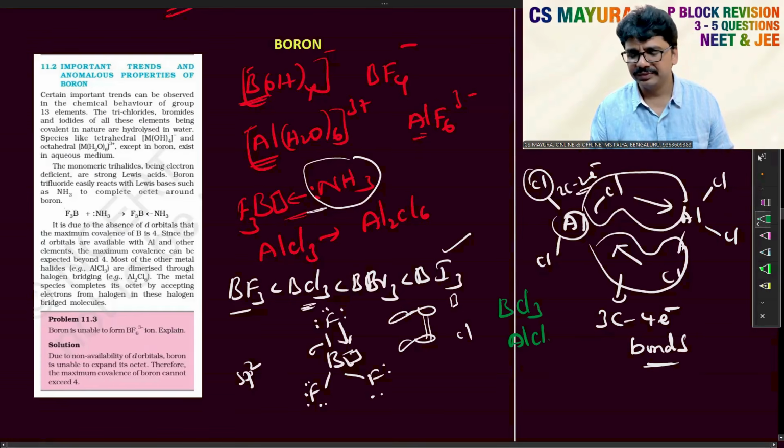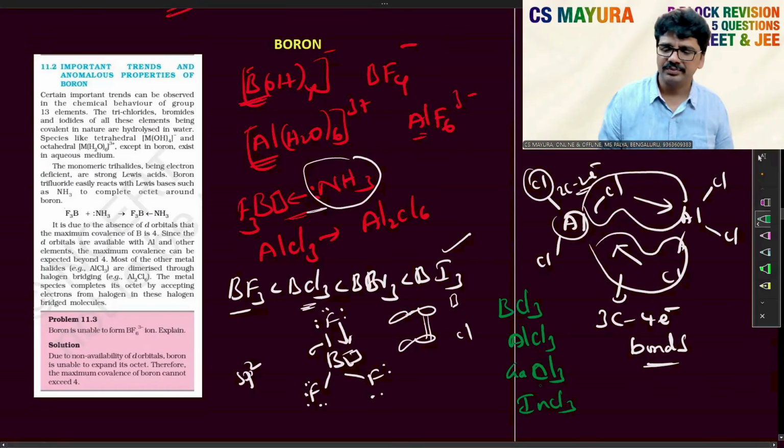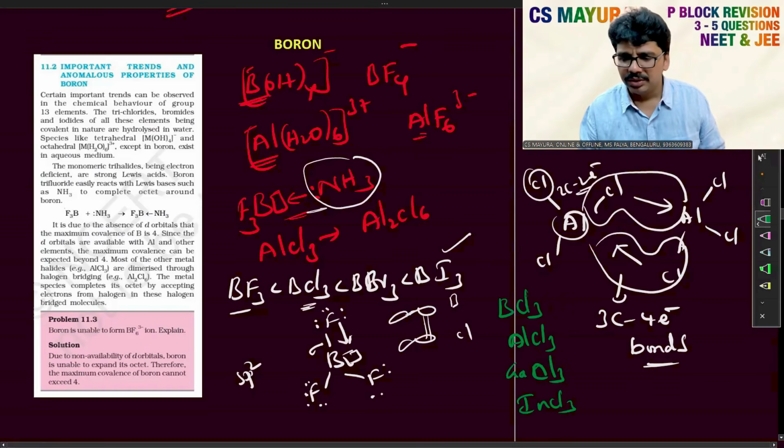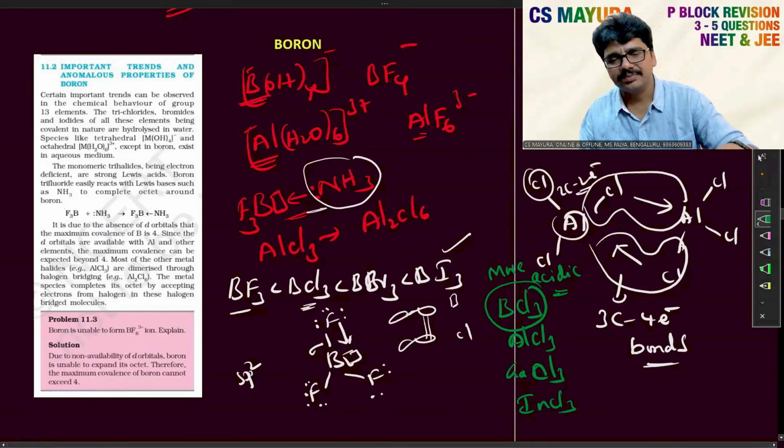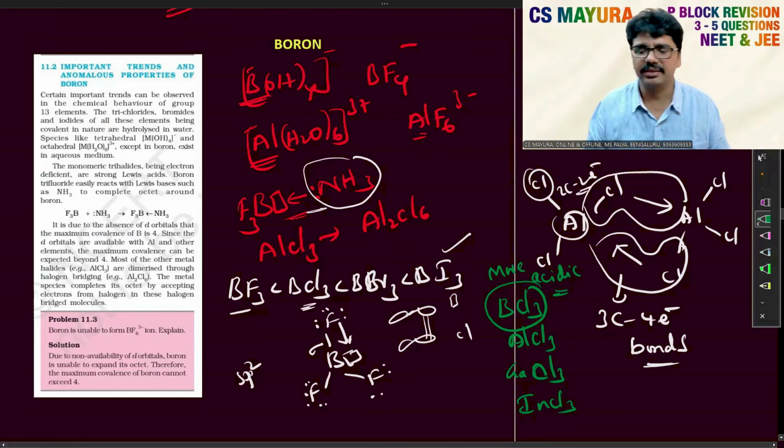Now if I take the halides of the boron family: BCl3, AlCl3, GaCl3, InCl3, and TlCl3, which is unstable, so I am not writing it. Here BCl3 is more acidic. So I will give one important statement here. In 13th group elements, for halides of the boron family, the acidic nature decreases down the group. From boron to indium, acidic nature decreases.